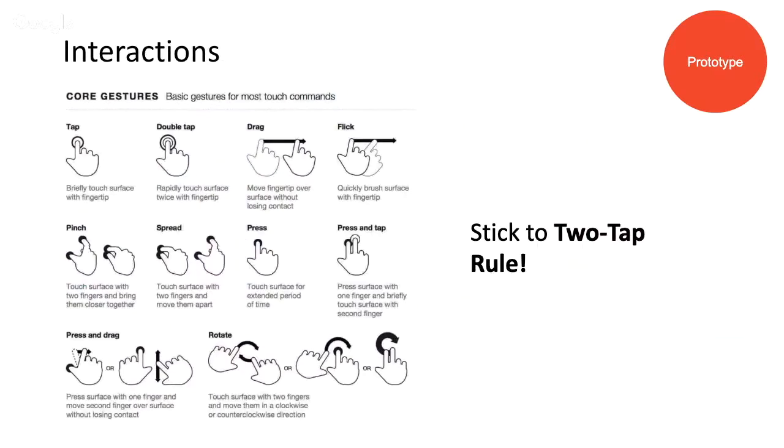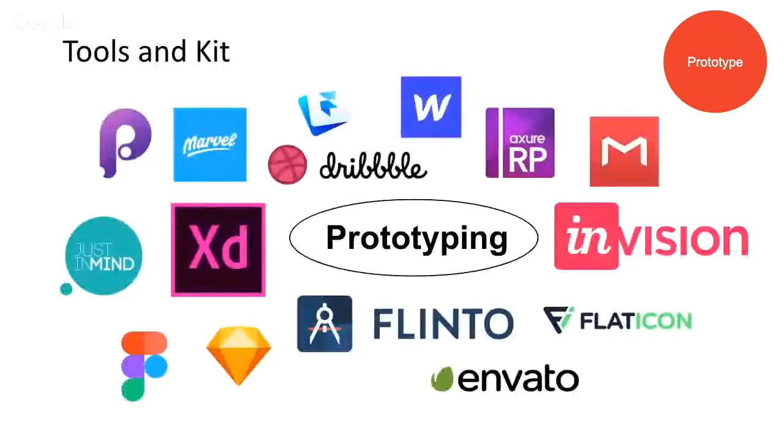Also make sure to stick to two tap rules. Making sure that for each gesture, you only stick to two actions, right? Some of the tools and kits you can use for prototyping would be things such as Marvel, Adobe XD, Flinto. You can go and explore them yourself.